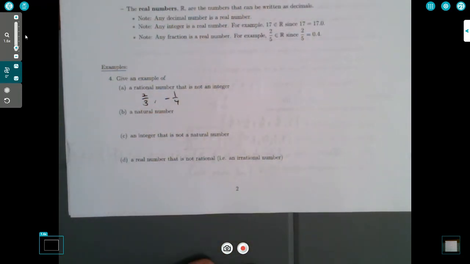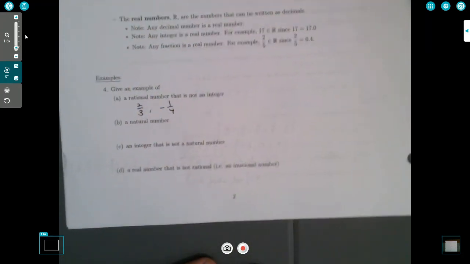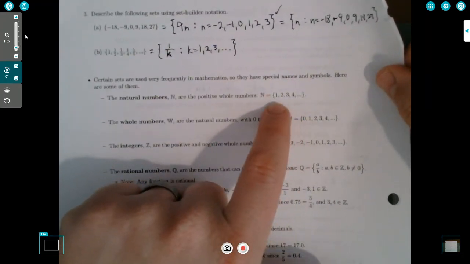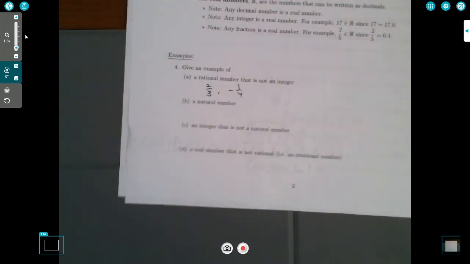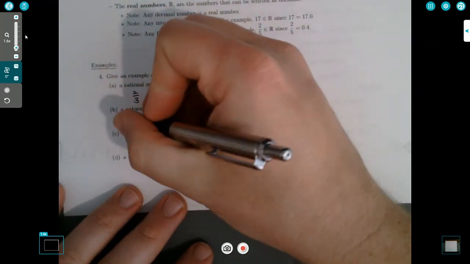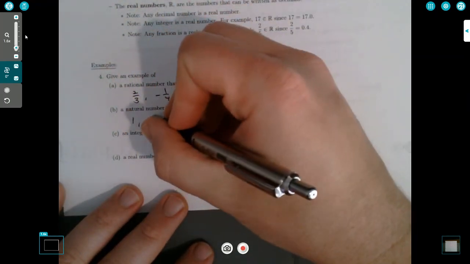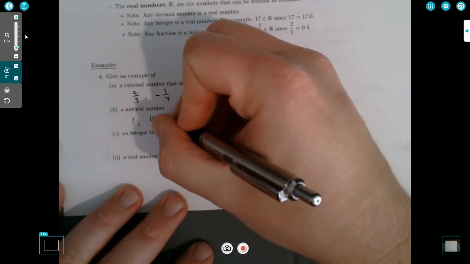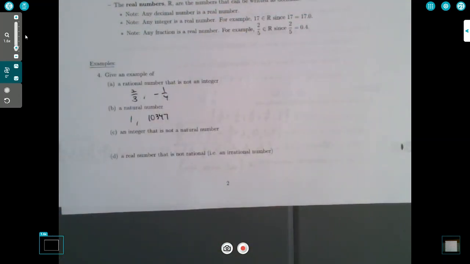Okay, part B. Give an example of a natural number. Well, remember, the natural numbers are the positive whole numbers. So any positive whole number will do the trick. So an example of a natural number would be 1, or 10,347. Those are both natural numbers.